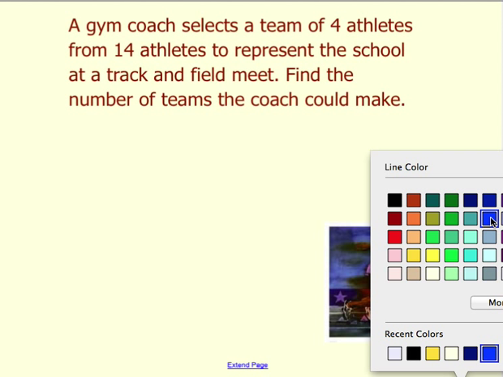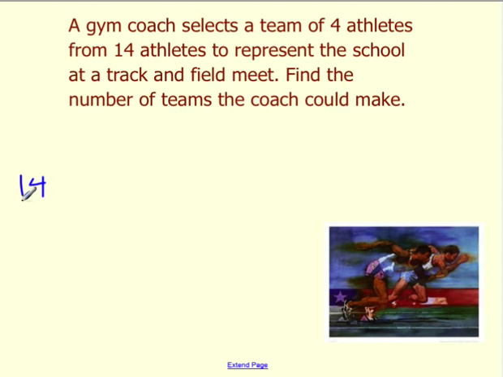So we're not talking about the order in which they place in the track and field meet. We're talking about actually the number of students that we can take and the orders that we can take them in different groups. So there's 14 total students, and we're going to choose 4 of them.